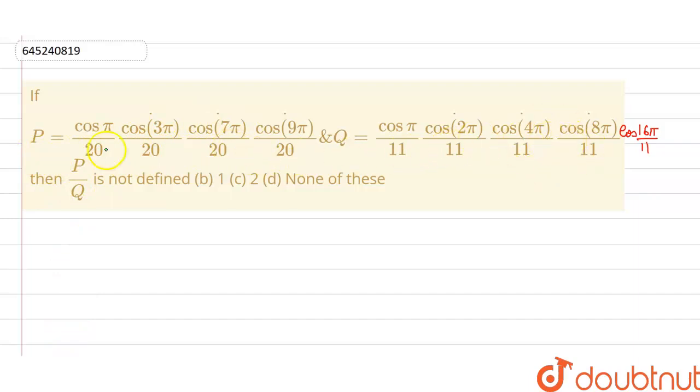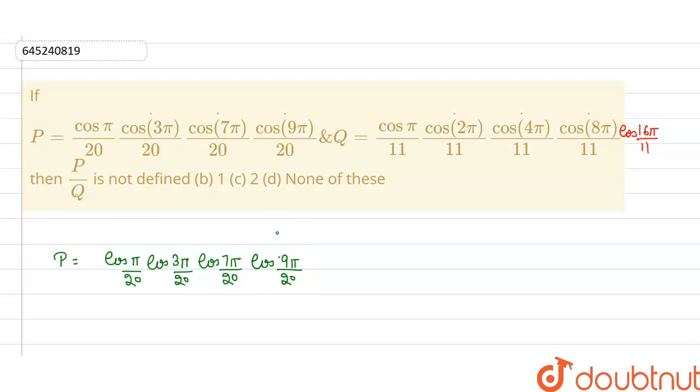Hello friend, here we have a question where P and Q are given to us. Now we have to find P by Q. So here my P value is equal to cos pi by 20 into cos 3 pi by 20 into cos 7 pi by 20 into cos 9 pi by 20.